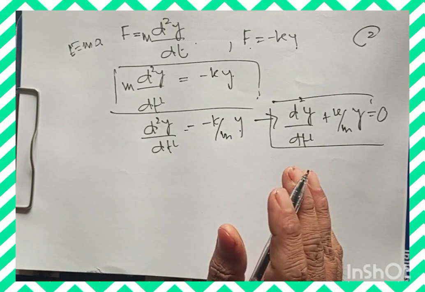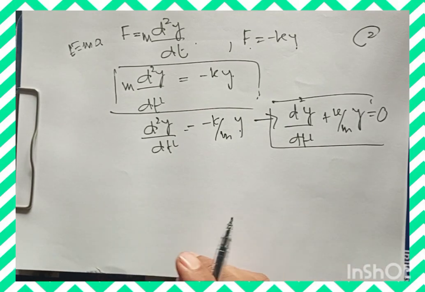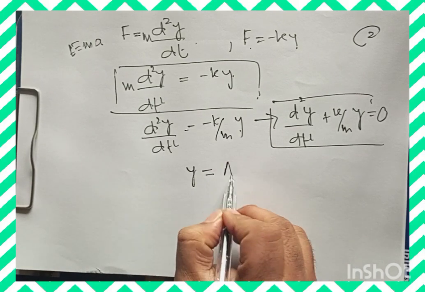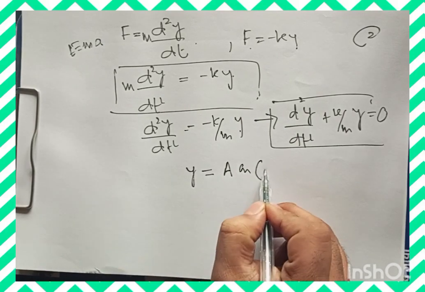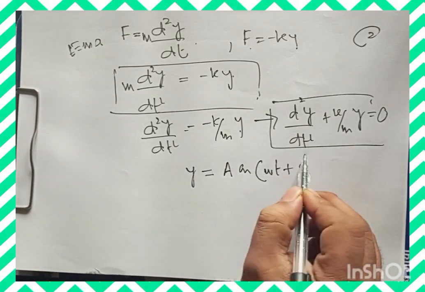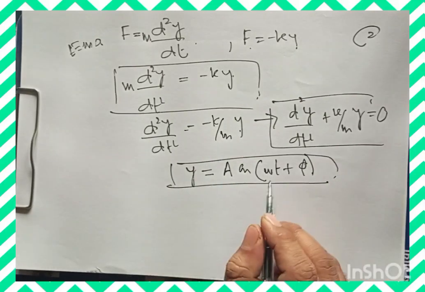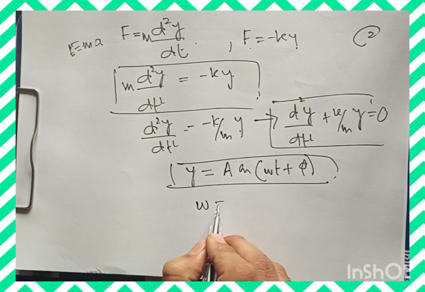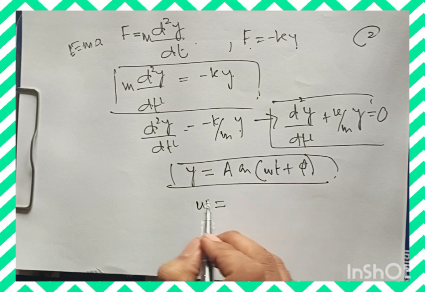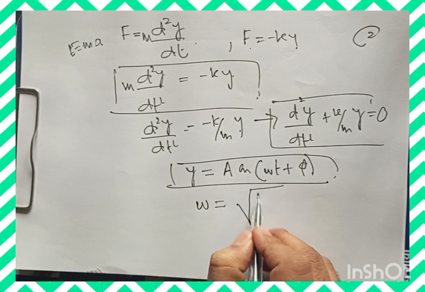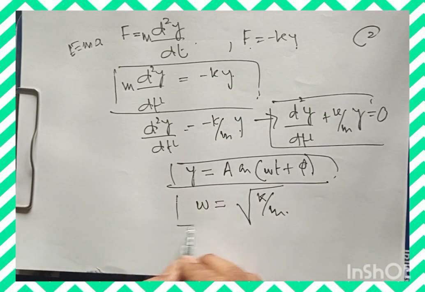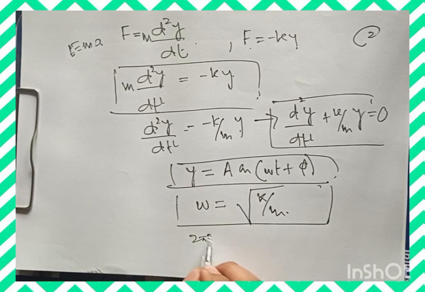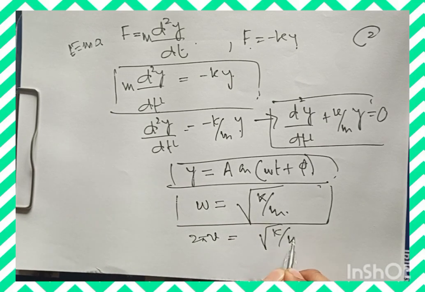So this is a second order differential equation, and the solution of this equation can be written out in various ways. If we write down the solution, y is equal to some a cos(omega t plus phi). And this omega is the angular frequency, and this omega is under root of k by m. And if we convert this omega in terms of frequency, we will have 2 pi nu is equal to under root of k by m.